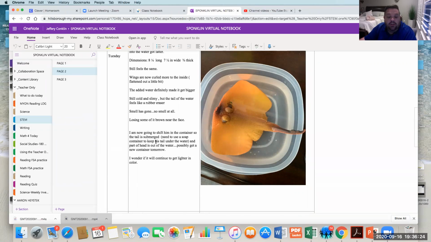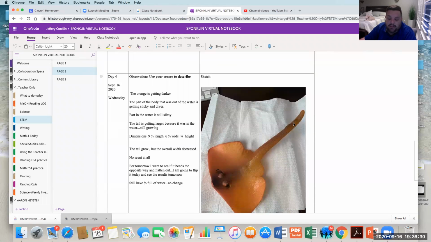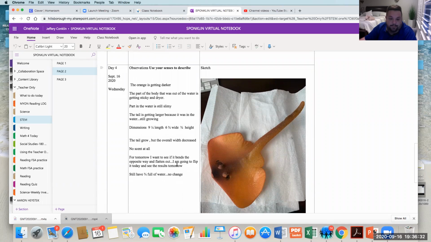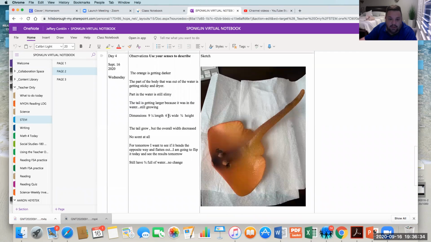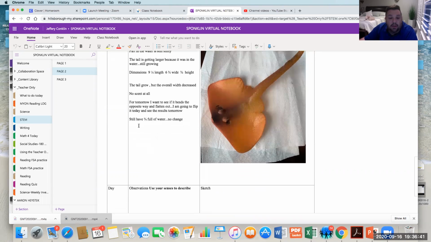And then we shifted it and we submerged the tail to test what would happen if we made sure the tail was in the water. So then today we looked and the tail got way bigger. So we are just documenting the dimensions, how it's changing, and we're doing this together as a class. And this is what everybody should be doing on their own at home.